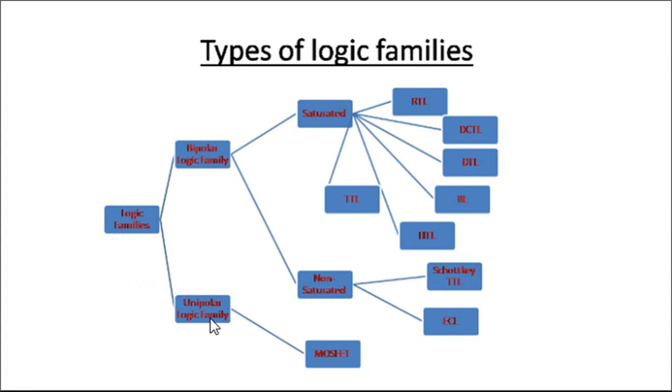Then these are the types of logic families. If it is a unipolar logic family, then MOSFET. If bipolar, then it is non-saturated or saturated. Non-saturated: Schottky TTL, ECL. Saturated: RTL, resistor transistor logic, DCTL, DTL, I2L, STL, TTL. These are the classifications or types of logic families.